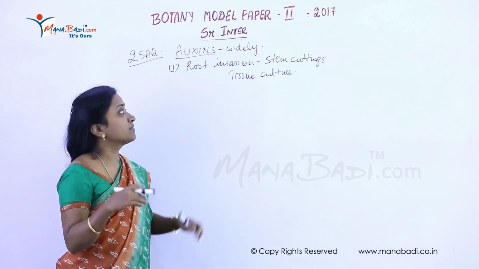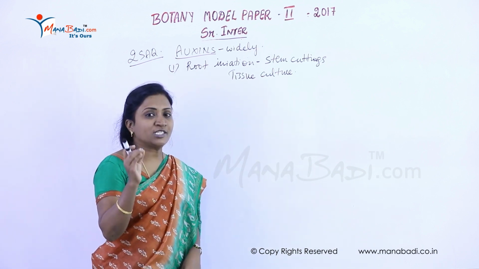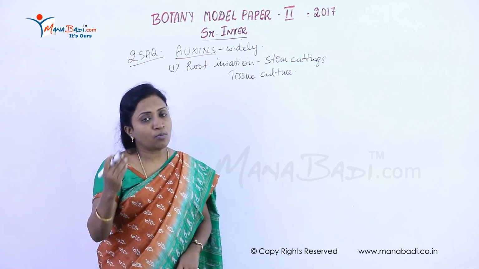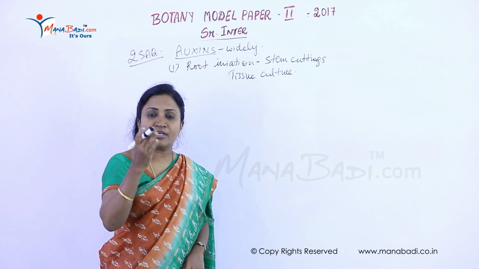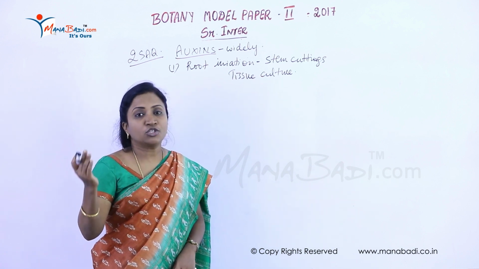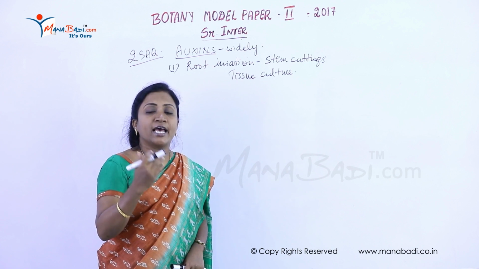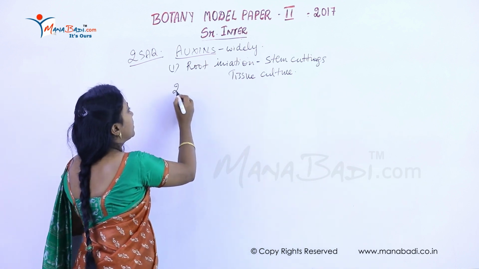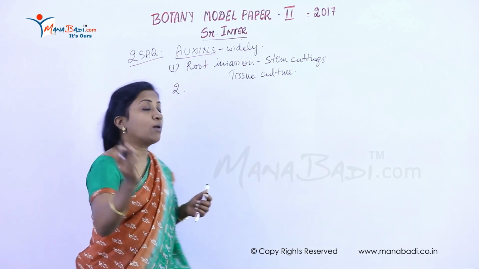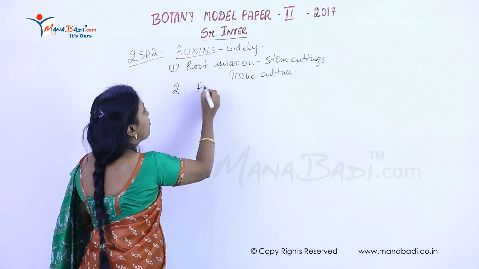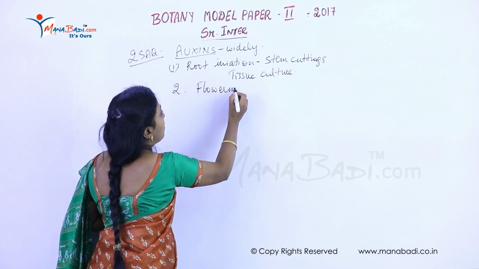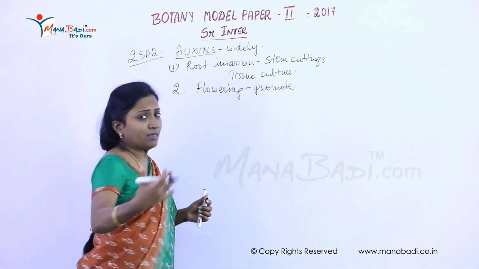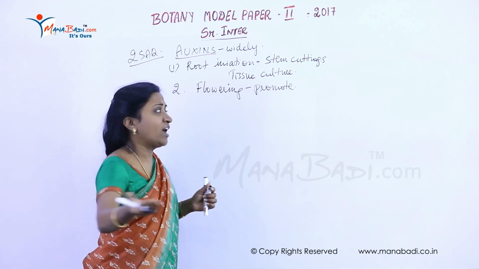So auxins are extensively used in both agricultural and horticultural techniques. First of all, auxins play an important role in the initiation of roots, promoting the formation of roots on stem cuttings, which plays an important role under tissue culture and helps in plant propagation. And one more point you can go with. Auxins also promote flowering. Promote means they accelerate the mode of flowering.